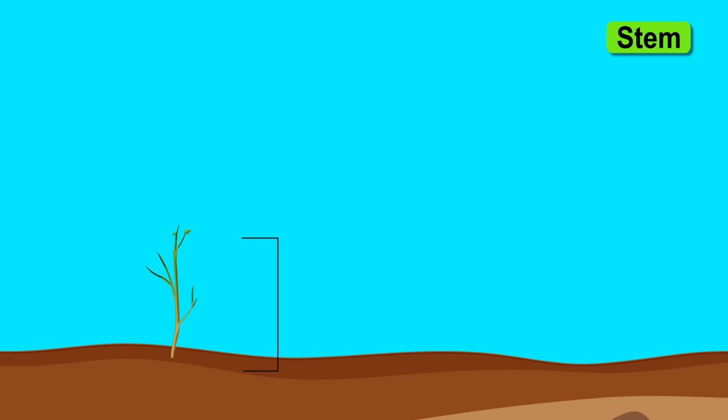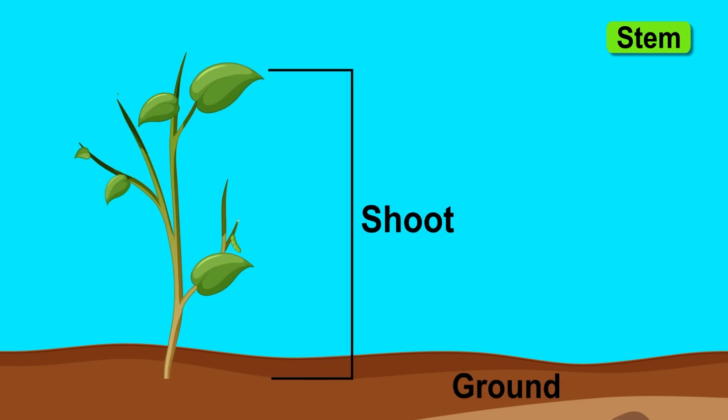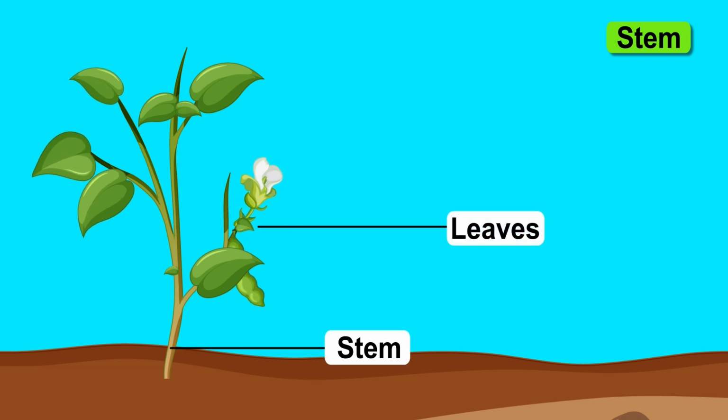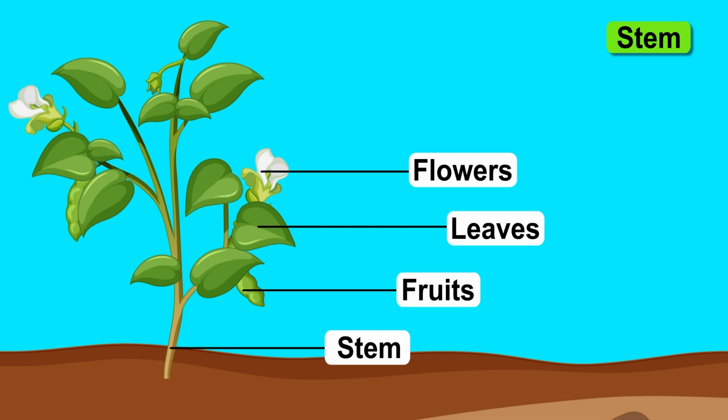The shoot is that part of the plant which grows above the ground. The shoot mainly consists of stem, leaves, flowers, and fruits. Stems are the main part of the shoot. Other parts of the plant, such as the leaves, buds, flowers, and fruits, grow on the stem. Stems can be hard or soft.